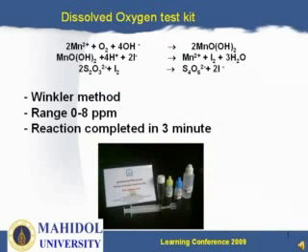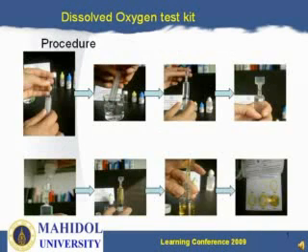The dissolved oxygen test kit has been developed using the Winkler method, which can detect the amount of dissolved oxygen in a range of 0 to 8 ppm within 3 minutes. How to use the dissolved oxygen test kit.